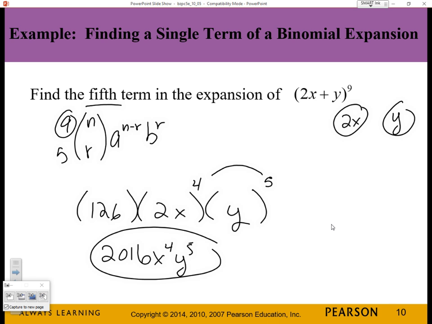And there, my friends. I somehow got like 8,000. Oh, wait a minute. That's not right. If it's the 5th term, this should be 4 now. Remember, it goes 0, 1, 2, 3, 4. So this should be 4. This should be 5. They still have to add up to 9.